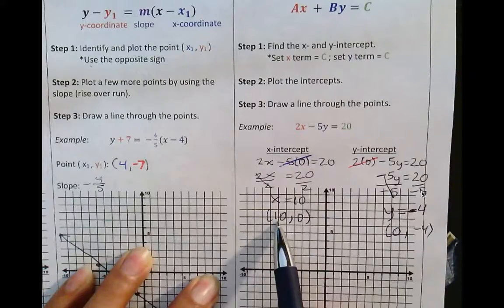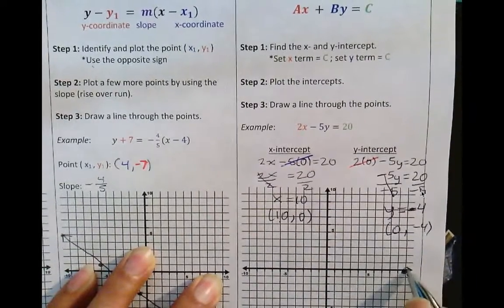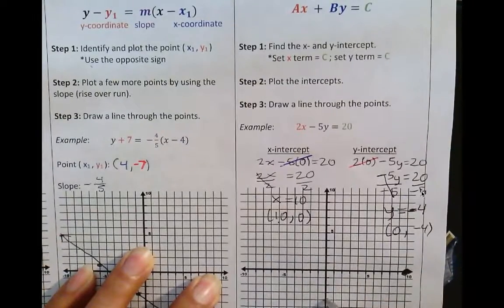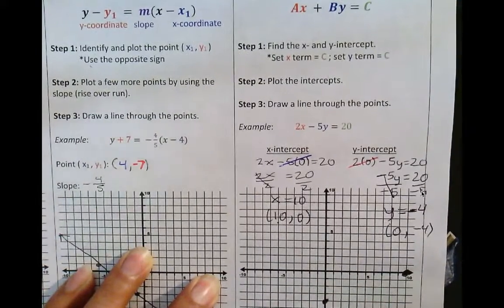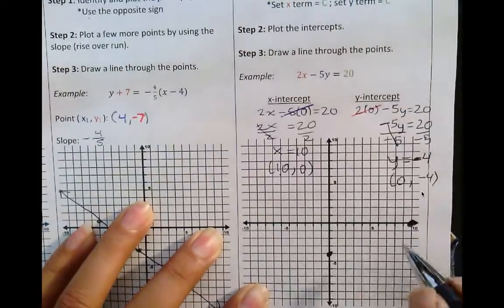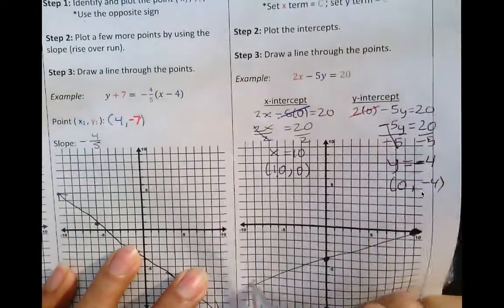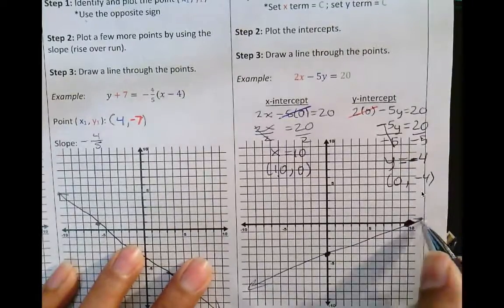Let's plot both these points. 10, 0 is here on our x-axis, since it is an x-intercept. 0, negative 4 is here on our y-axis, since it is a y-intercept. Now go ahead and draw your line through your points. And that is the standard form.